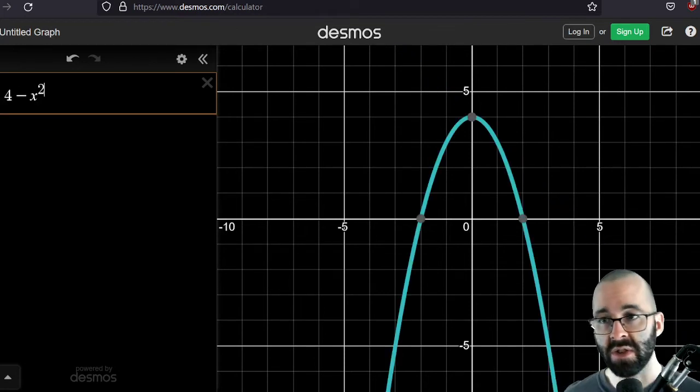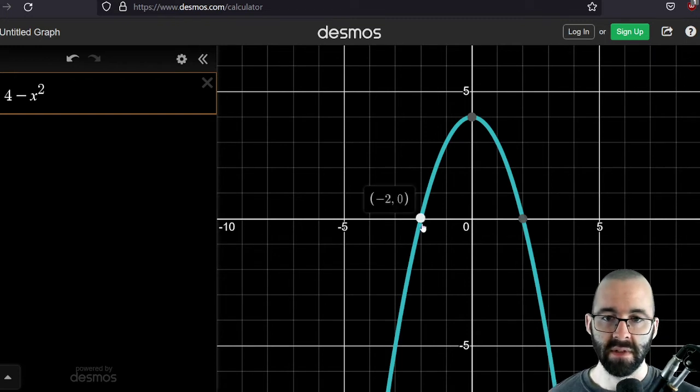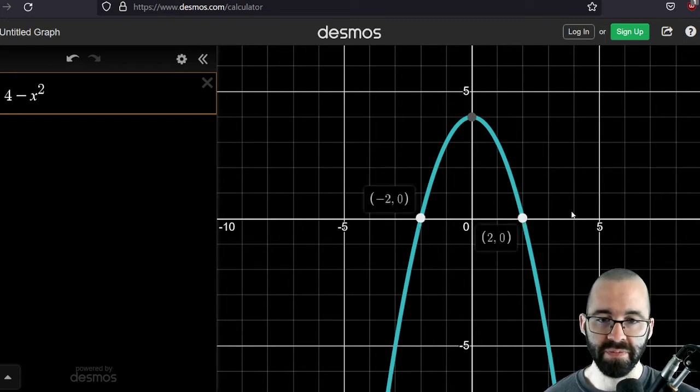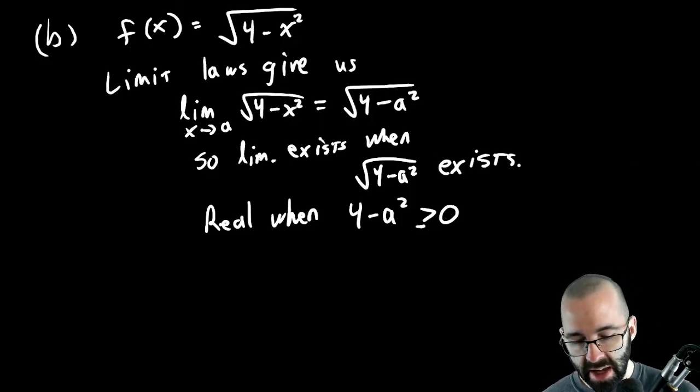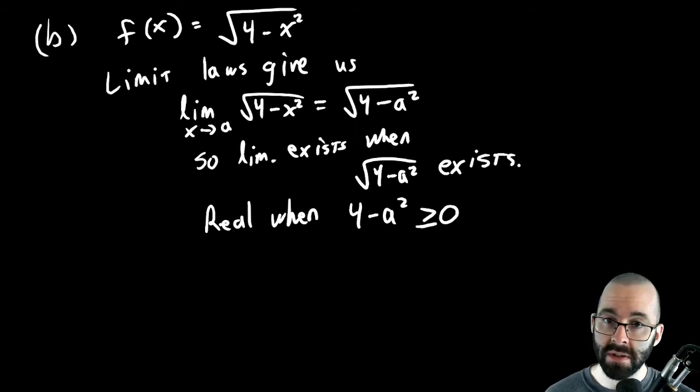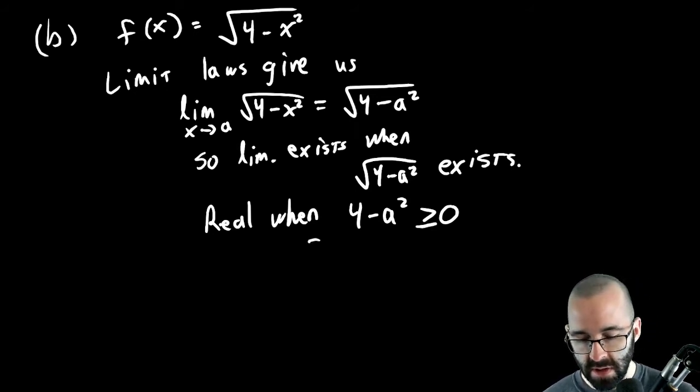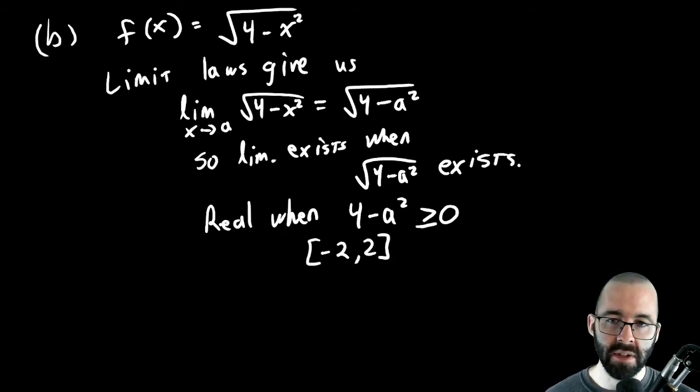So when is this function positive or 0? Between -2 and 2. So it's real when that is greater than or equal to 0. That's the interval from -2 to 2.